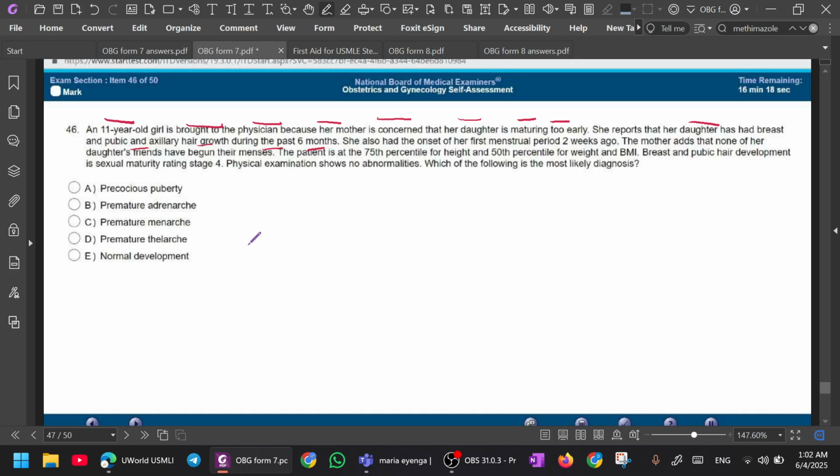The patient is at the 75th percentile for height and the 50th percentile for weight and BMI. Breast and pubic hair development on the sexual maturity rating is stage 4. Physical examination is normal. Which of the following is the most likely diagnosis?